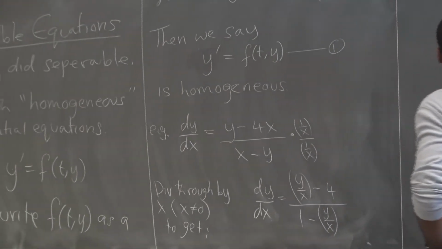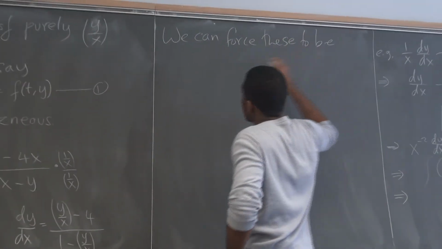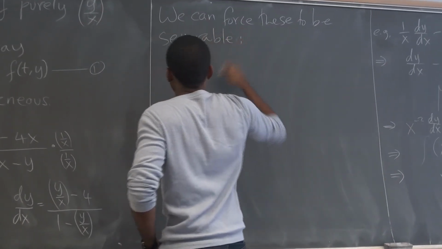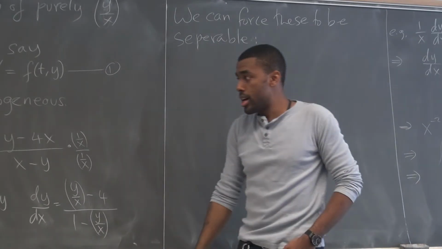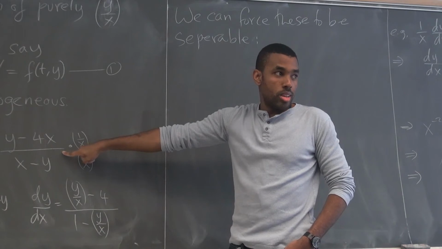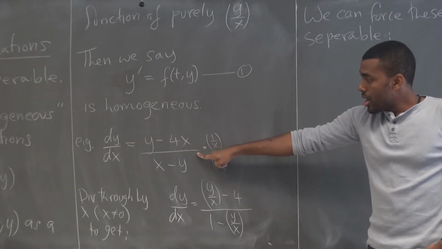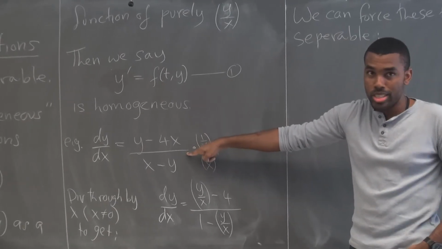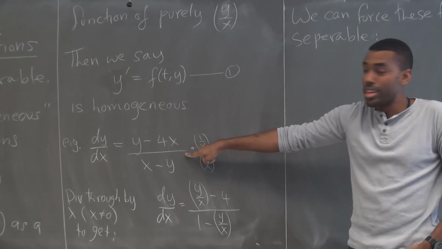It turns out we can force these to be separable. Why do we want to force it to be separable? For one thing, I want you to appreciate that this is not linear, which means the integrating factor method that I just taught you wouldn't work. It's also not separable in its current form, so I couldn't just separate it by what I taught you the class before. So this is a whole new kind of thing.